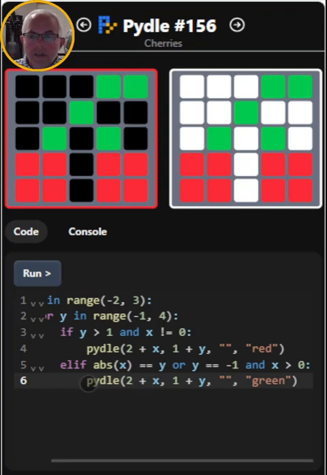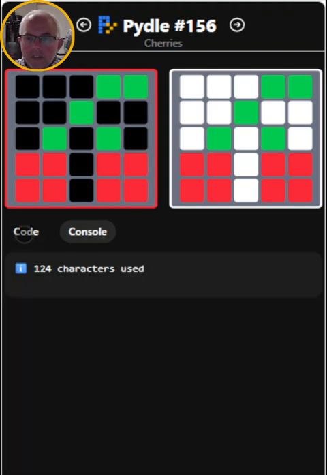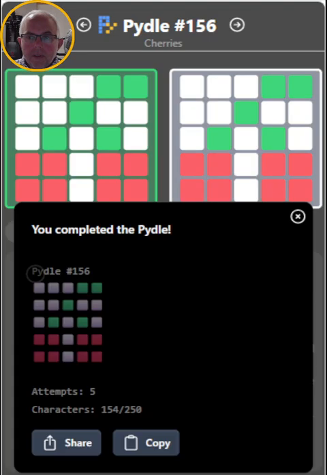Worked well, and now the final one is just a white background, so just something else. Don't think I'm going to win any prizes for a number of characters. Okay, but 154 characters. So that solves the Pydle.